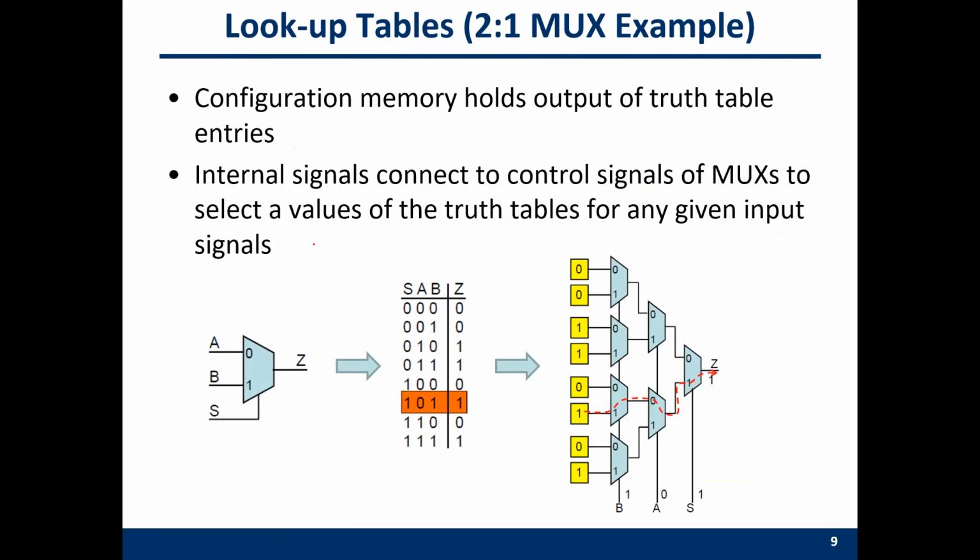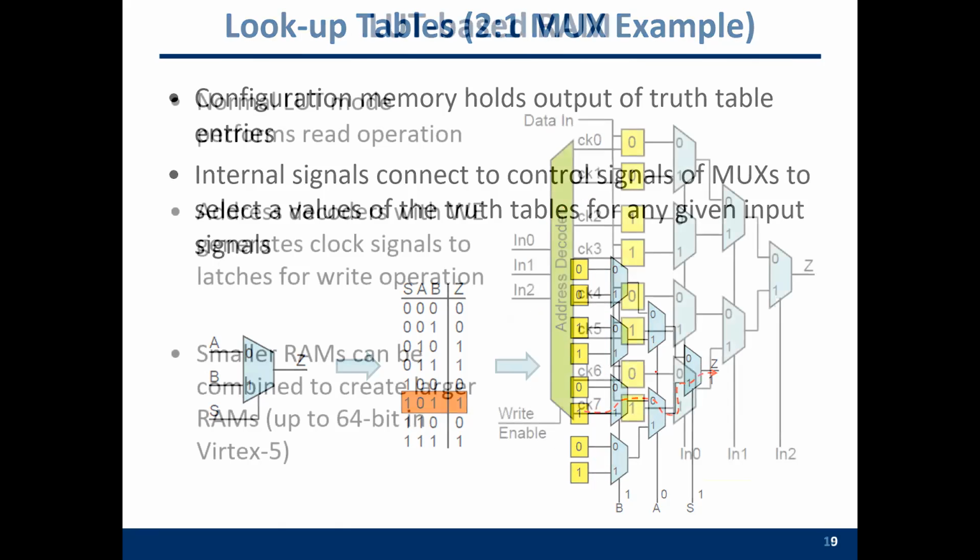So the configuration memories hold the output of the truth table entries here. These are the configuration memories. And then you can use these muxes to select one of the entries. So the truth table is actually stored in the memory components here, and then by the muxes, you can select one row in the truth table. That's the reason why the mux is very important.